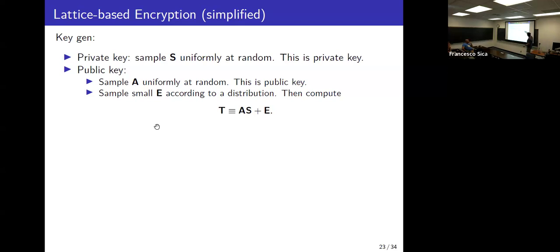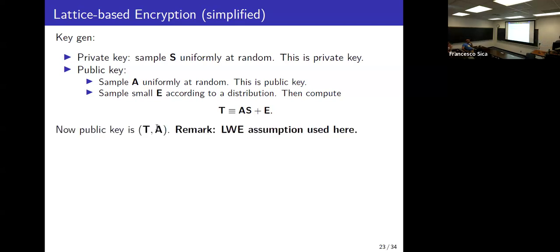All the parameter setups are very similar to before. The only thing is E has to be small for the encryption scheme to work. The public key is T and A. T is like our B before, and A is the matrix. So I have a big remark saying that this is the LWE assumption.